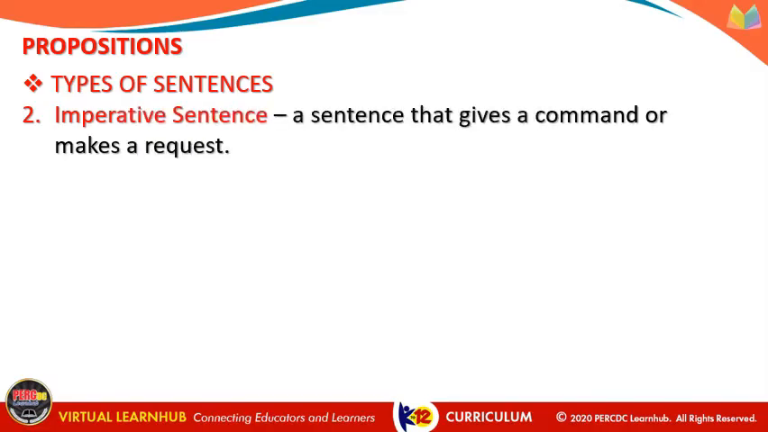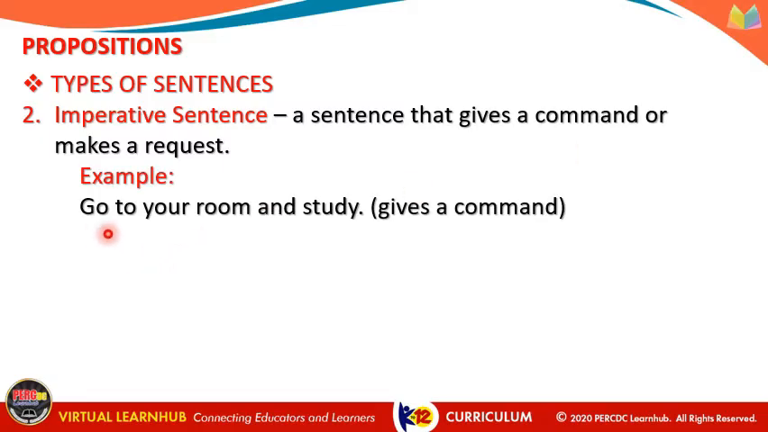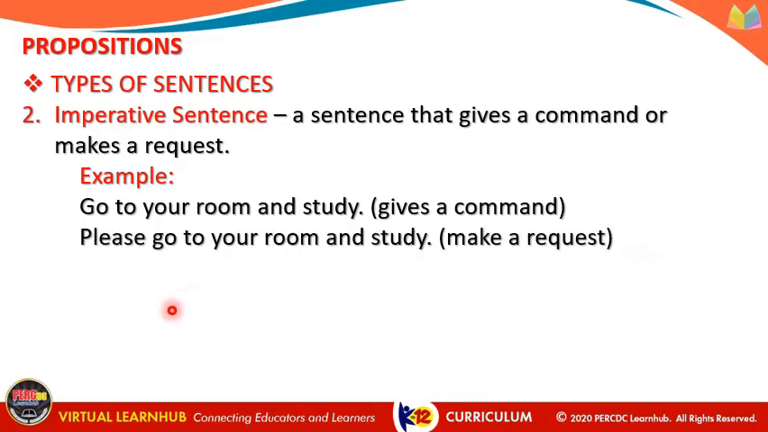Next, we have the imperative sentence. This is a sentence that gives a command or makes a request. Example, you have the following. Go to your room and study. Now this one gives a command. The second one, we have this. Please go to your room and study. Now this makes a request. So these are examples of imperative sentences. And just like declarative sentences, they end with a period.